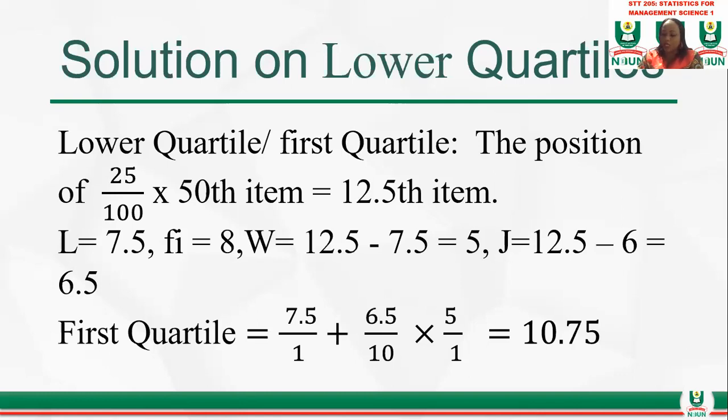You have our J, which is the position of the class interval minus 6. The frequency you have calculated up to that class interval without including the frequency of that particular class interval, which will give you 6.5. Before finally you evaluate using the formula to get 10.75.